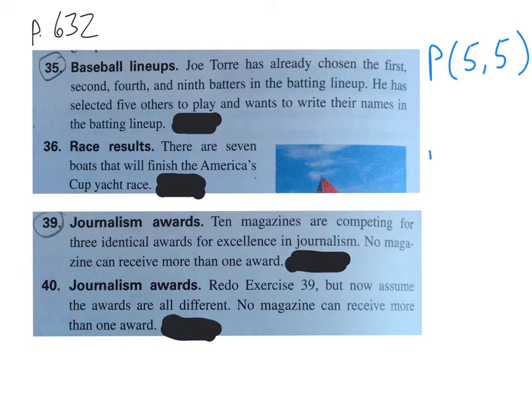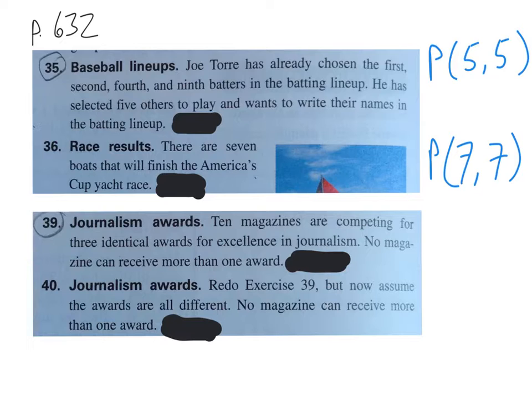So again, on 36, it's going to be a permutation P, because order matters. The order in which they cross the finish line is literally the only thing that matters. And there are 7 boats to choose from, and we're assuming you're going to count from 1st to 7th here, so there's going to be 7 places to fill. Right, so P of 7, 7 tells us all the different finishes you can have for all 7 boats, all the different ways they can finish from 1st to 7th.